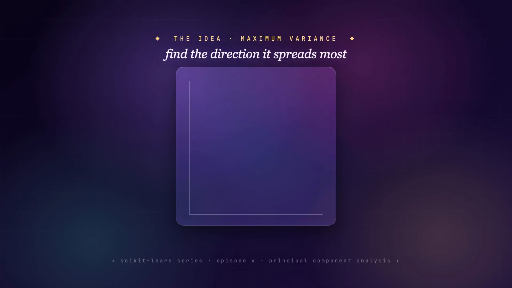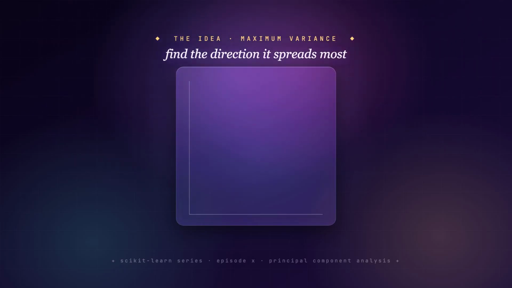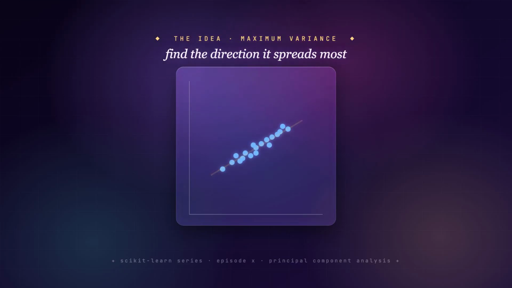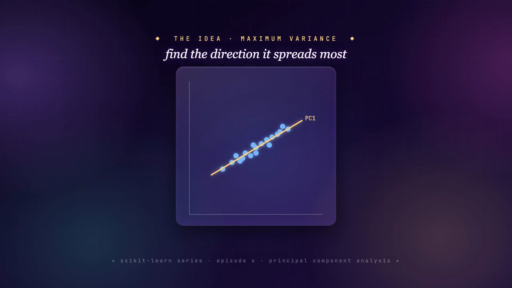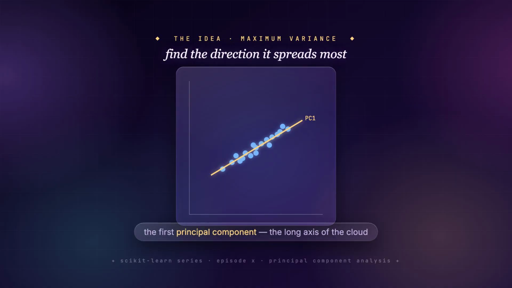PCA's core idea is to look at the cloud of data and ask, along which single direction does it spread out the most? That direction of maximum variance is the first principal component. It's the one new axis that, on its own, preserves as much of the data's spread as possible.